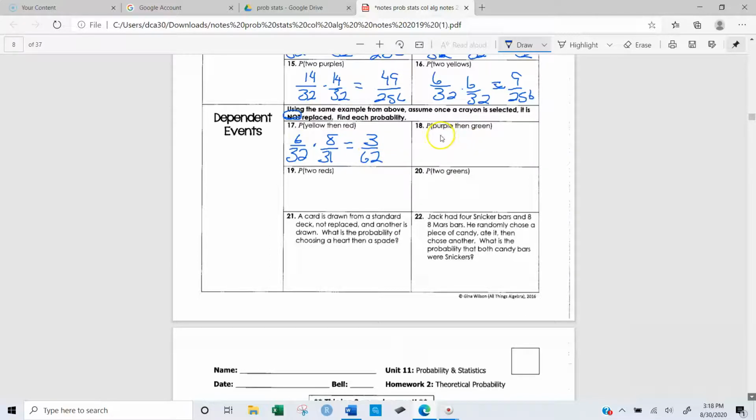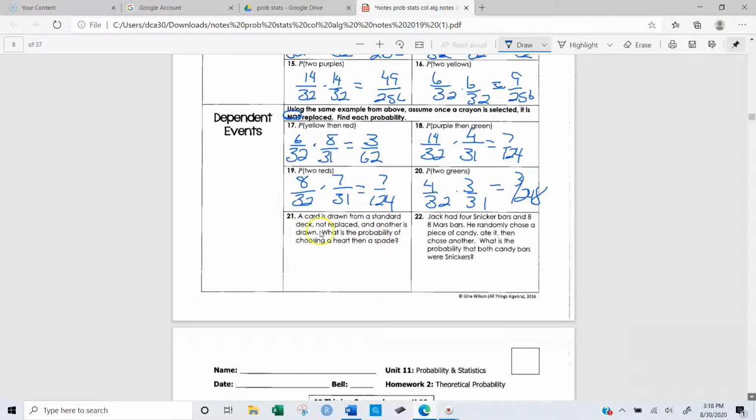Okay, now let's do the purple. The purple, there's 14 out of 32 to start with. Green, there's 4, but then you choose another one, there's 31 left, which gives 7 out of 124. Okay, 2 reds. This is where I really wanted to go. To get 2 reds, you have 8 out of 32 to start with. You chose one of them. That means there's 7 red left, and there's only 31 in the bag. So both of them change this time, giving you 7 out of 124. All right, try your 3. The greens, you should have had 4 out of 32, 3 out of 31, giving you 3 out of 248.